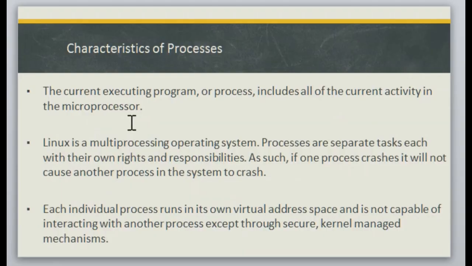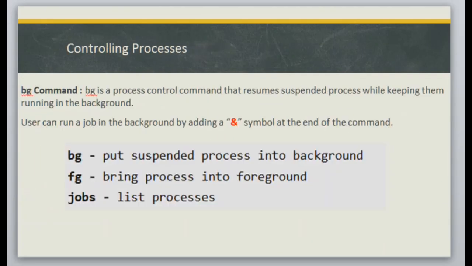So the current executing program or process includes all the current activity in the microprocessor. Linux is a multi-processing operating system, and processes are separate tasks, each with their own rights and responsibilities. As such, if one process crashes, it will not cause another process in the system to crash. Each individual process runs in its own virtual address space and is not capable of interacting with another process except through secure, kernel-managed mechanisms.